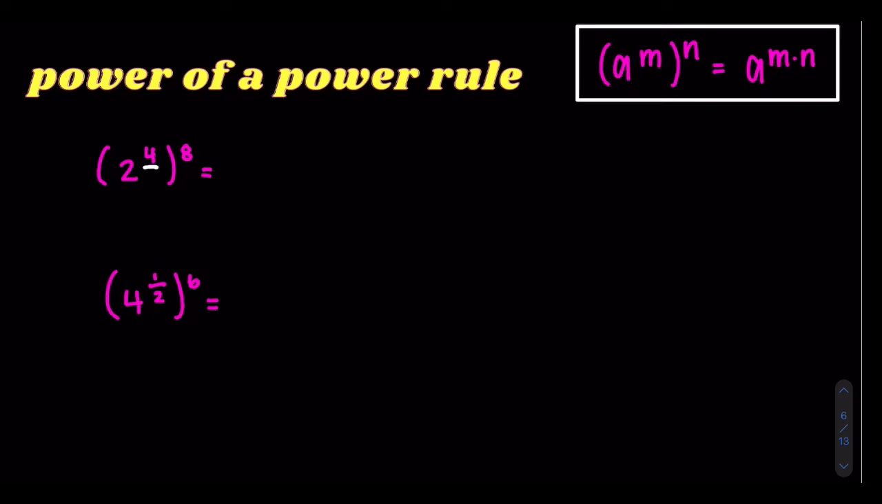For our first example, we have exponents 4 and 8, and since they're separated by a parenthesis, we simply multiply them together. 2 to the 32 power is the correct answer.